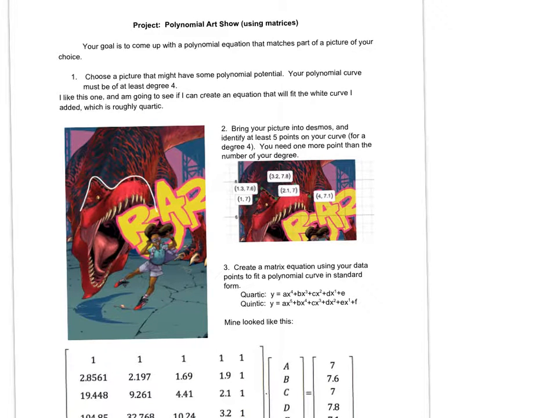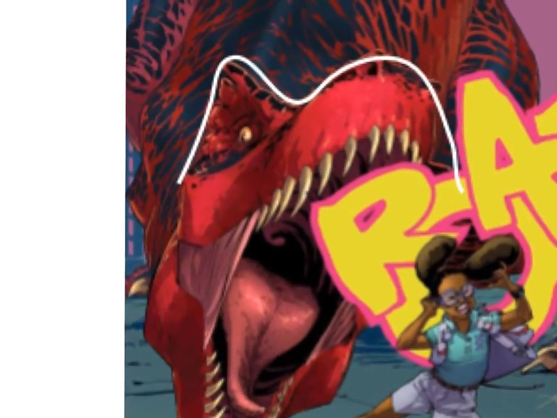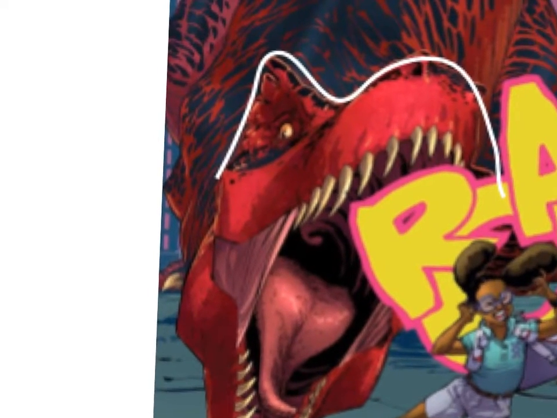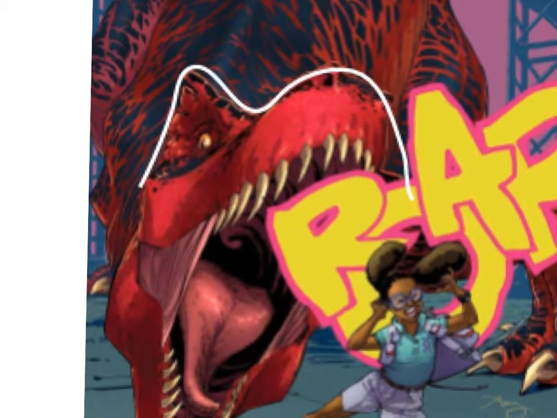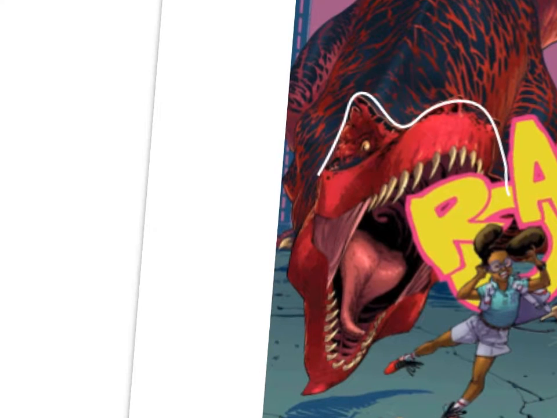Hey guys, here's a video to take you through how you set up the matrix that you need for your project. I realize that might be a little bit more confusing than average, so I want to spend a few minutes going through that. First things first, I chose a picture that had roughly a polynomial shape.